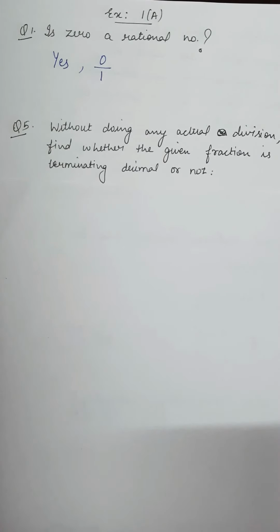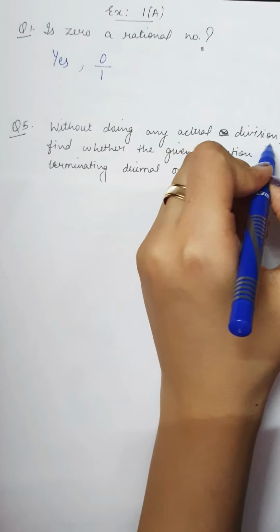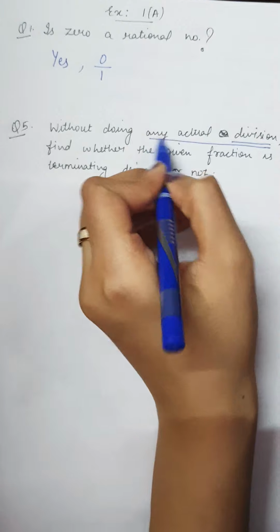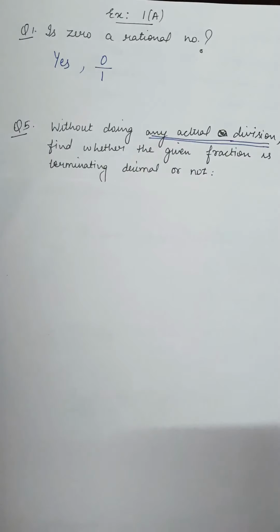Next question. Without doing actual division, find whether the given fraction is a terminating decimal or not. So let's quickly revise what terminating decimals are. Here we need to check whether the fractions are terminating or not without actual division. So here I cannot divide. Make sure. So how do we do it?